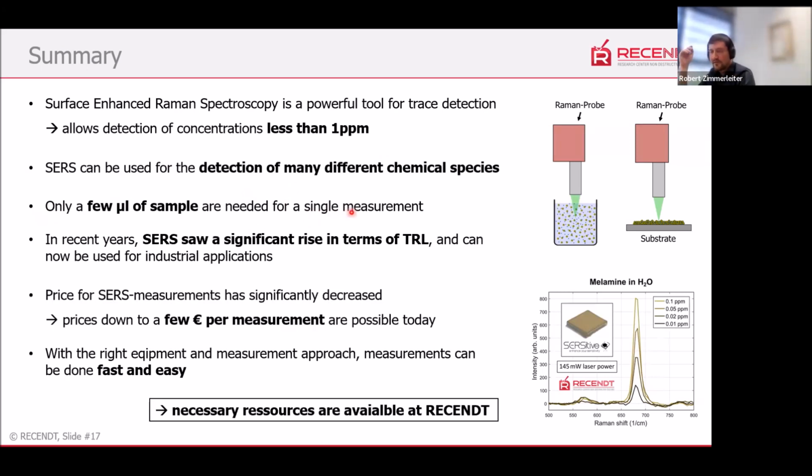And in recent years, SERS saw a significant rise in terms of technical readiness level, and now can not only be used in scientific laboratories, but is also already used in industrial applications. Hopefully we'll see in the future many more applications in the industry. The price of SERS measurements has also significantly decreased in recent years. Nowadays, prices down to a few euros per measurement are possible. And with the right equipment and measurement approach, these measurements can also be done fast and easy, even by untrained personnel. And we have the necessary resources available at RECENT.